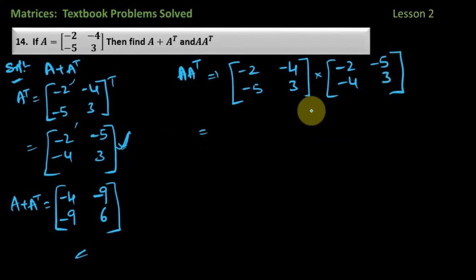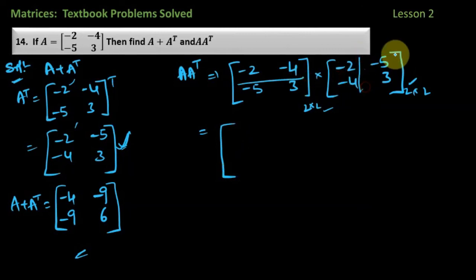First we'll check the condition. This is also 2 cross 2. This is also 2 cross 2. Number of columns here is equal to number of rows. Yes, 2 equal, then multiplication is possible. Start. Same story again and again. Same. Block this, fix this and multiply these columns.